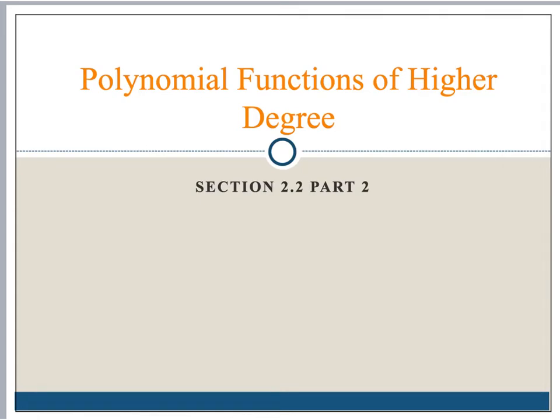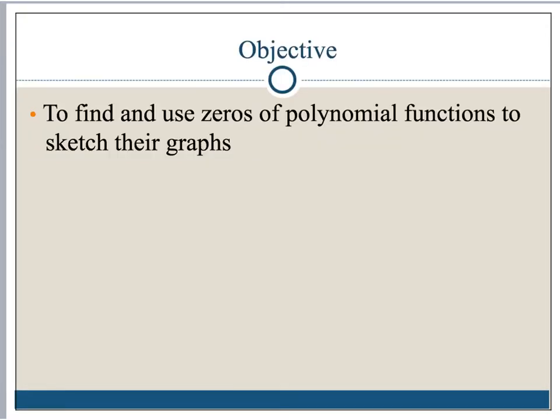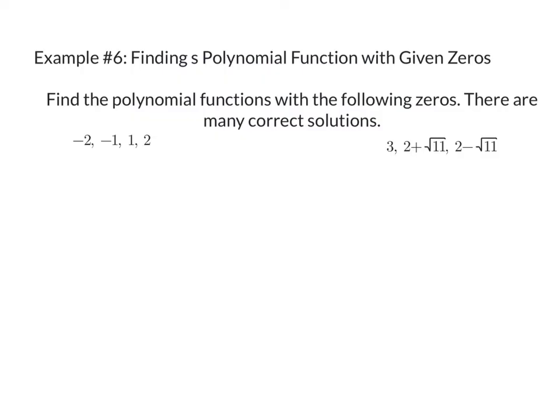All right, class, today we're going to talk about polynomial functions of a higher degree, which is found in section 2.2, part 2. Our objective is to find and use zeros of polynomial functions to sketch their graphs. So for example 6, it says to find the polynomial functions with the following zeros. And there are many correct solutions, so I do want you to know, in case you're not getting exactly what we're getting, there are many options.